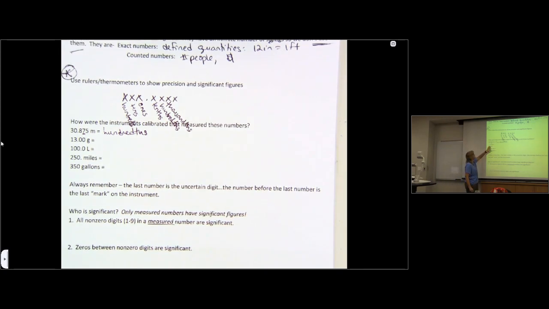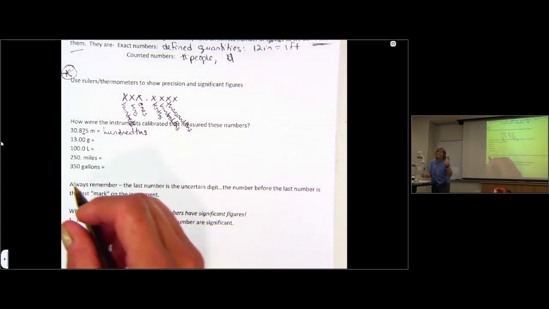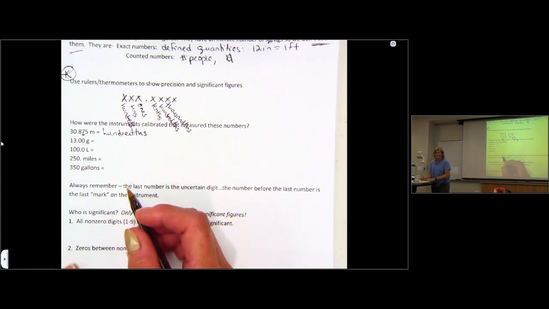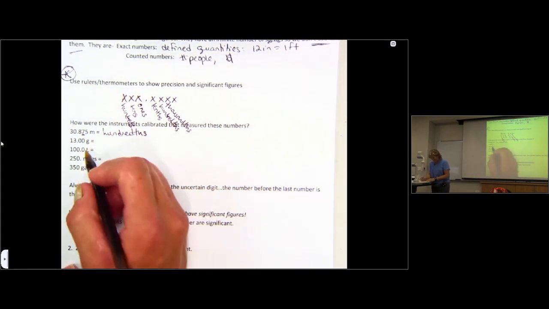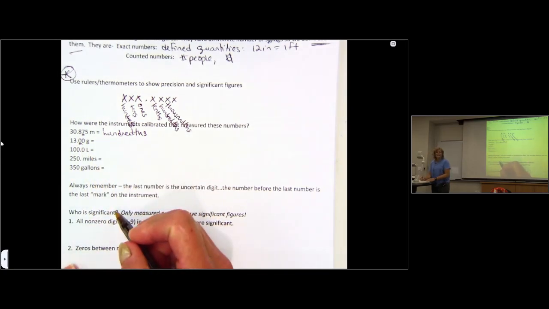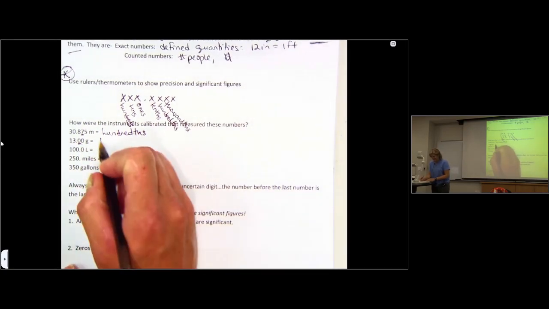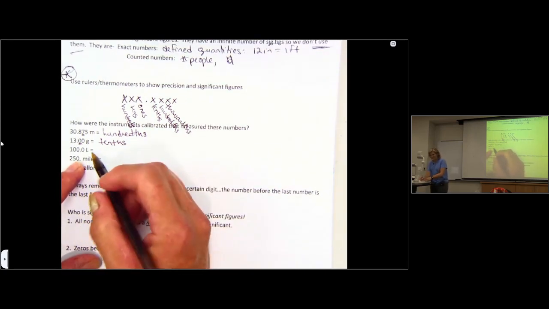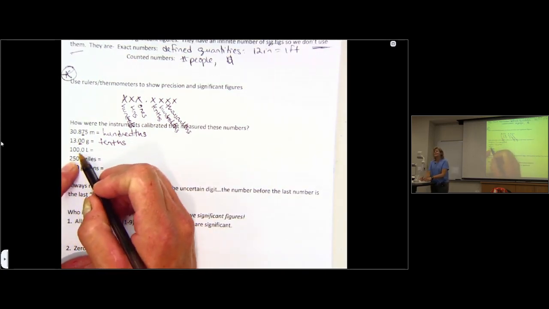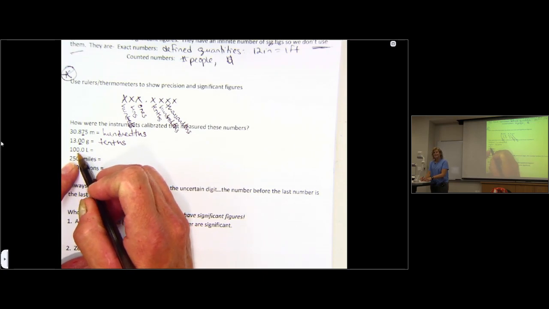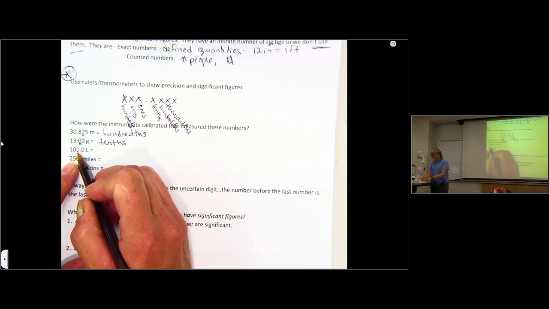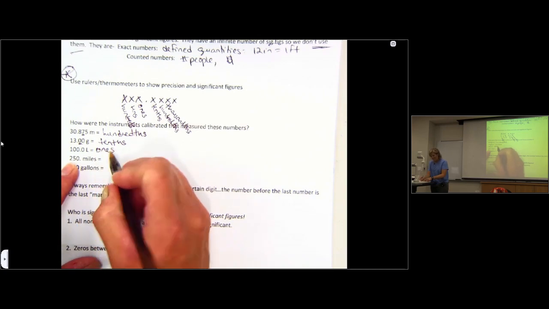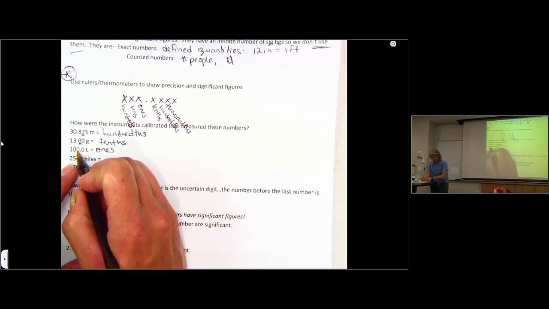All right. How is this instrument calibrated? What's the last certain digit? So how's it calibrated? Tenths. Good. Now you're going to get this one. You're going to get this one, okay? How is this instrument calibrated, Andrew? Ones. Very good. This instrument is calibrated in ones, and you guessed at what?